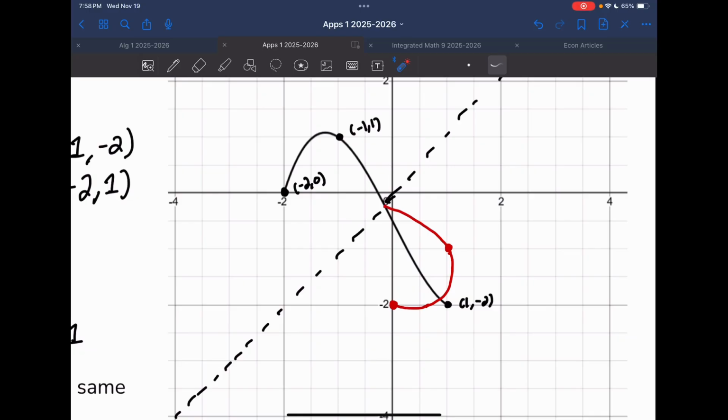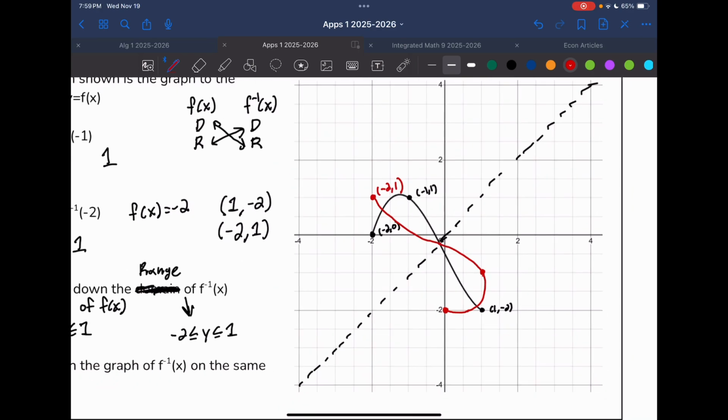And then we can finish this by flipping this point, (1, -2), to then become (-2, 1). And so the graph is going to carry on to go up there. And so our inverse is going to look like that when we flip it over the line y equals x.